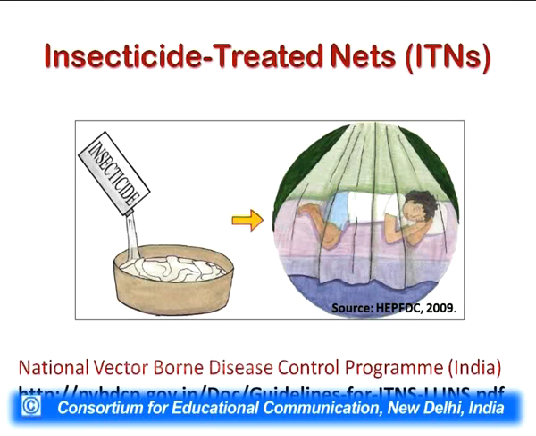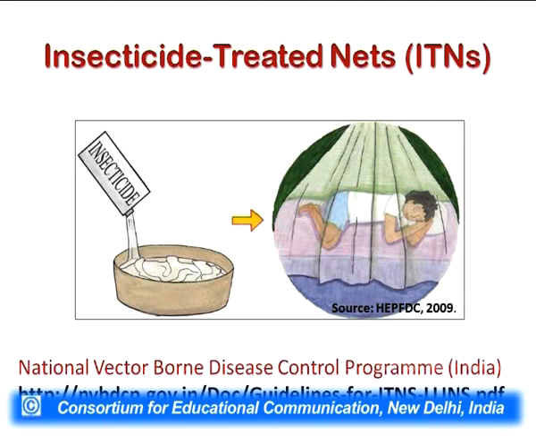The first bed net is called the insecticide treated nets. These insecticide treated nets are nothing but the normal or traditional bed nets, which can be converted into insecticide treated nets by treating them with an insecticide, which may be DDT, Malathion, or HCH.